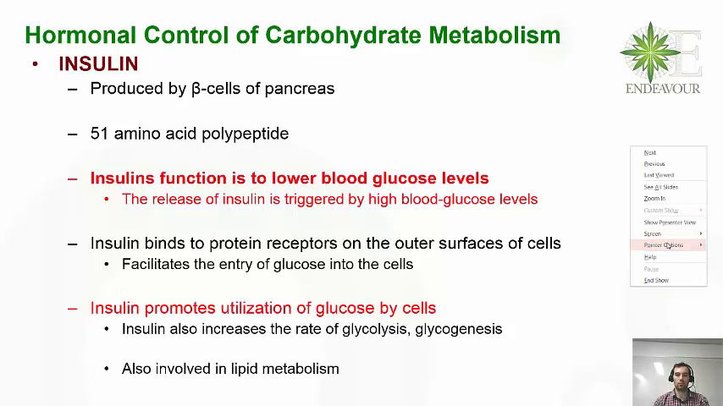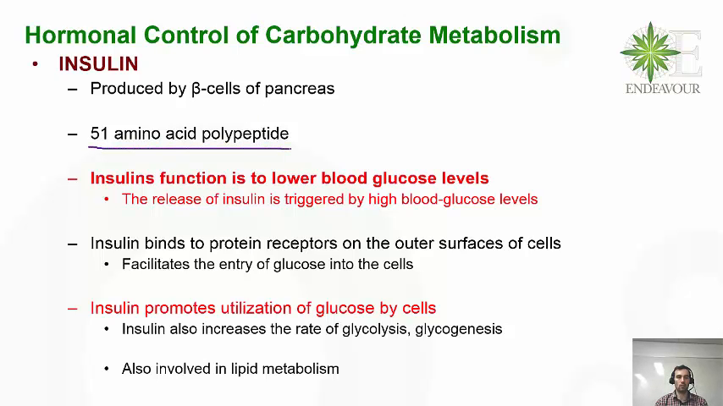Alright, so the next few slides are more or less going over what we saw in the previous slide in a bit more detail and trying to understand how this all works. So let's firstly consider our insulin. Insulin is the hormone that's produced by the beta cells of the pancreas. It itself is a short protein composed of 51 amino acids.